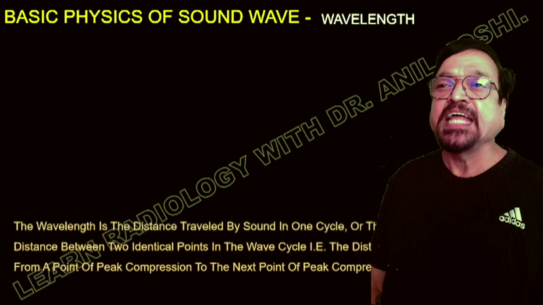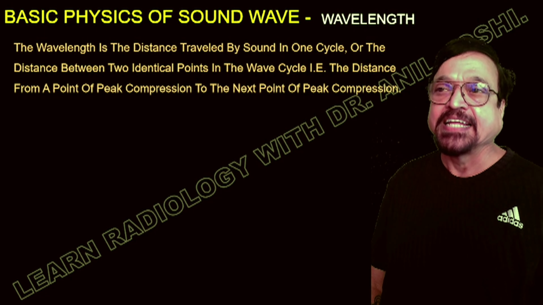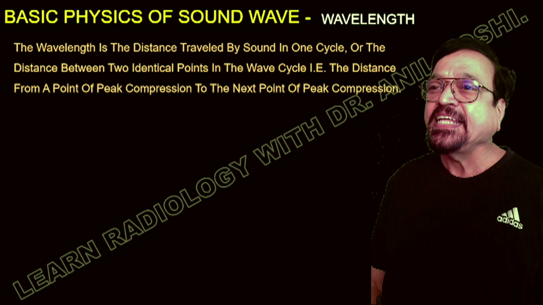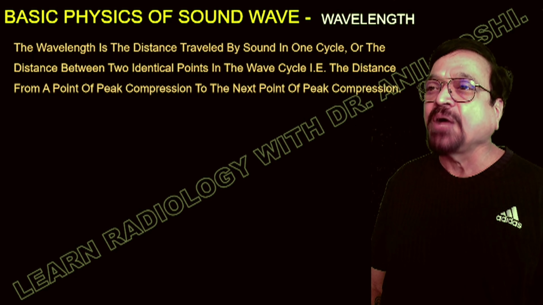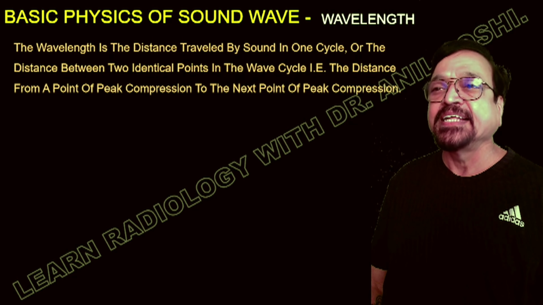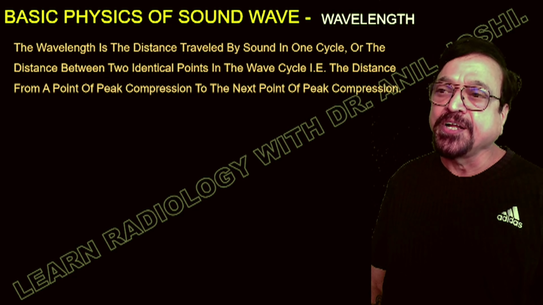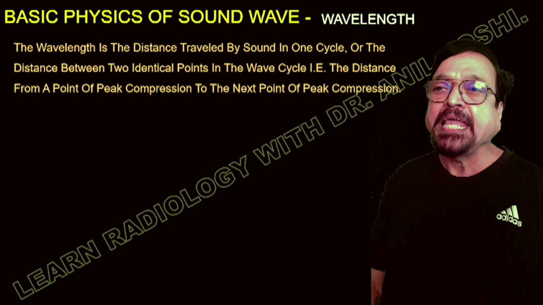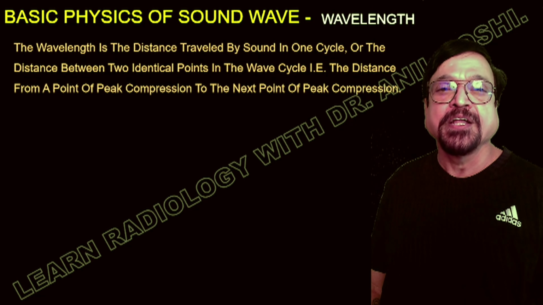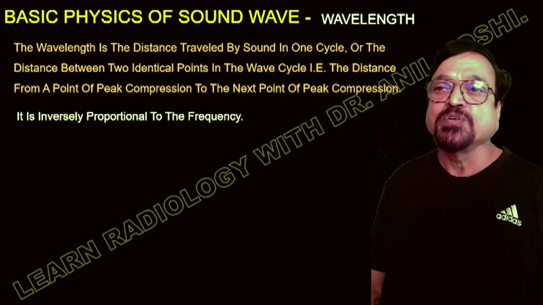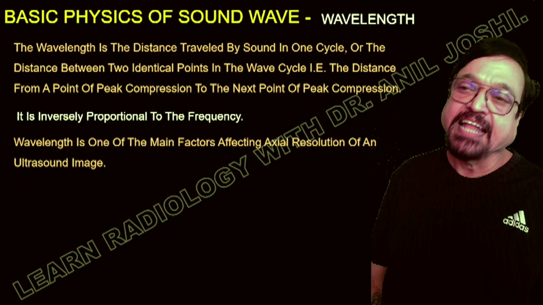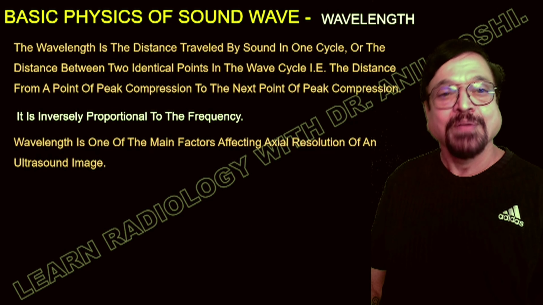Now let us come to another characteristic, that is the basic of ultrasound, that is wavelength. Now what is a wavelength? It's the distance traveled by a sound in 1 cycle, or the distance between 2 identical points in a wave cycle. That is the distance from a peak point to another peak point of the 2 cycles gives you a wavelength. It is inversely proportional to frequency. So more is the frequency, less is the wavelength.